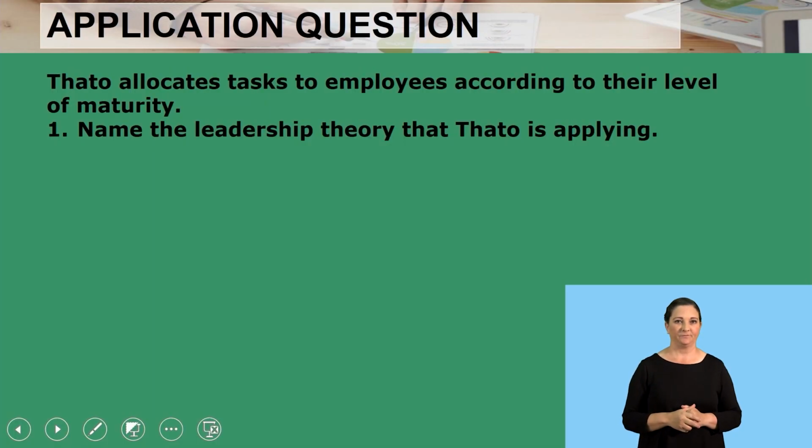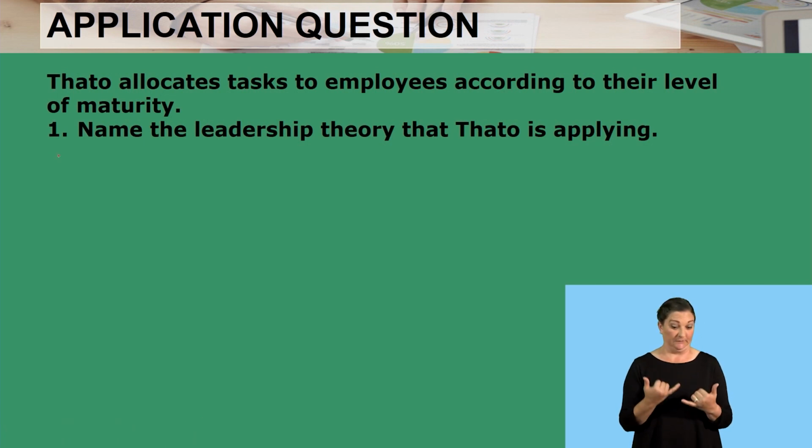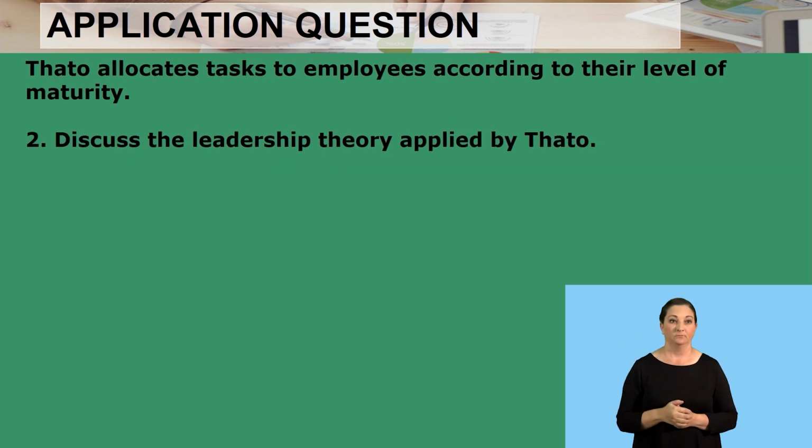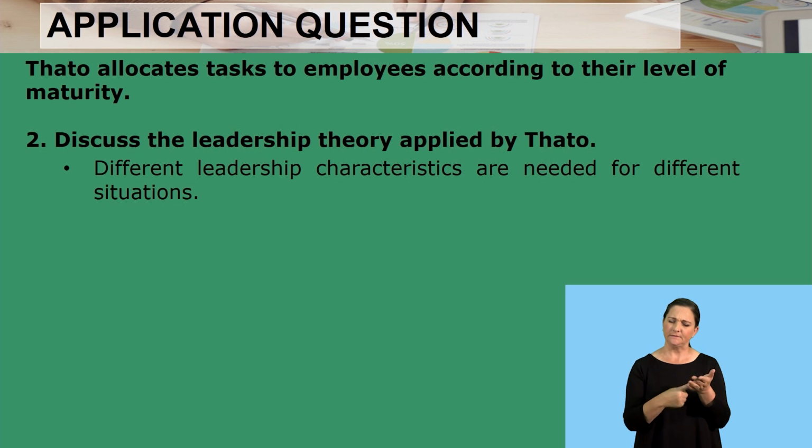Then let us look into answering. You would be expected here to say situational theory. Then that would give you your correct marks. Then we move on to discuss the theory. How do you discuss it? You say the idea that TATO is allocating a task according to the level of maturity means that TATO is applying situational theory, which says different leadership characteristics are needed for different situations.